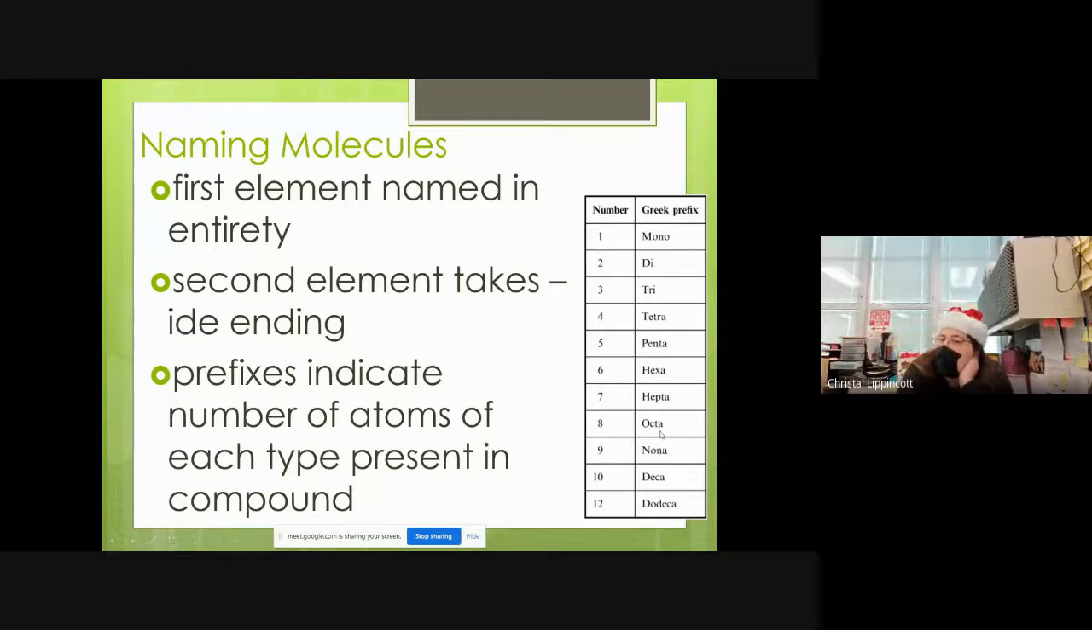8 is octa, like octopus or octagon. 9 is nona, and if you think about replacing these vowels with an I and an E, then it spells out the number 9. And then deca is 10, and if you think about it, decade is 10 years. So hopefully that will help you with some of those prefixes.